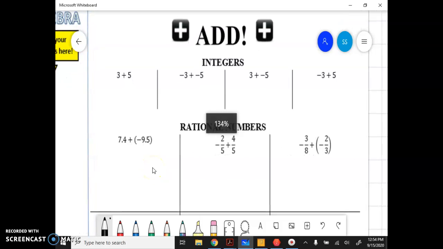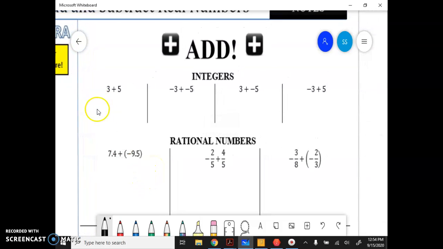It looks like we start with some pretty basic stuff here. So we have a positive 3 plus a positive 5. It's just going to be positive 8. All right, and now if we have a negative 3 plus a negative 5, I really want you guys to think about negatives as debts. If you owed somebody $3 and you owed somebody else $5, you'd be in debt a total of $8. So we could write that debt as a negative 8.